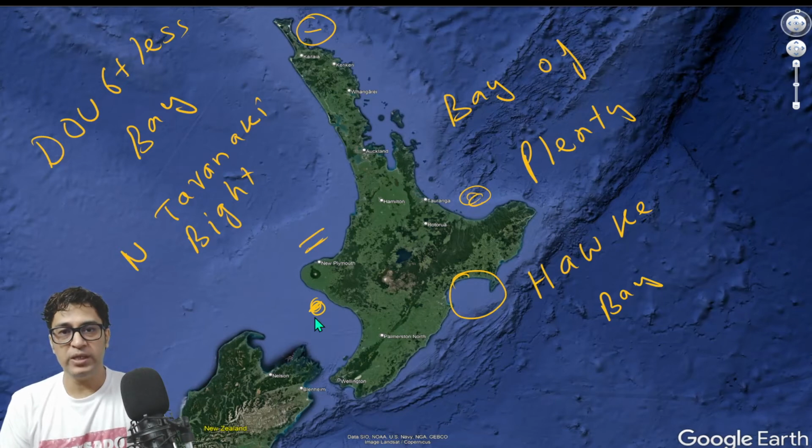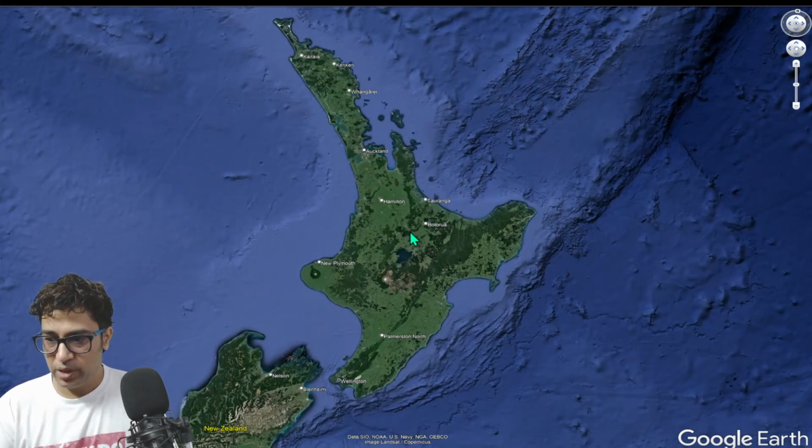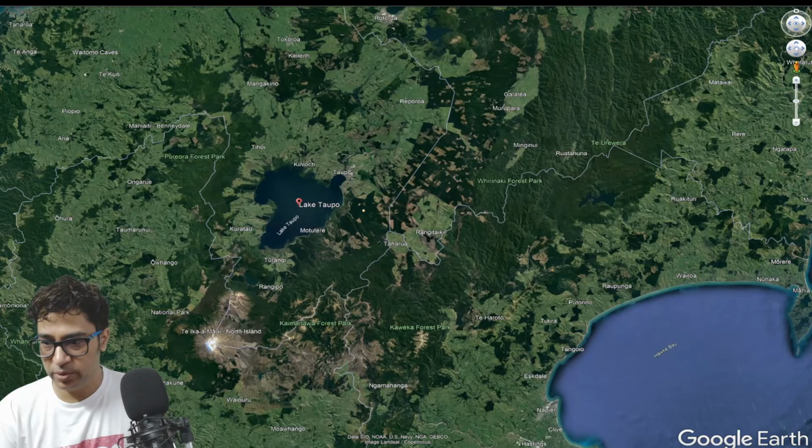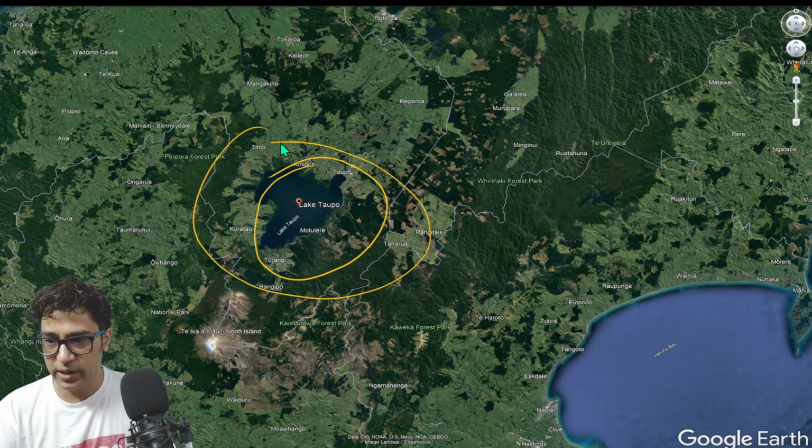If you want to understand the difference between bay and bight, go and watch my video on the geography of Australia. There I have explained these terms. Here lies a lake. It is called the Lake Taupo. This is the largest lake of New Zealand. Let me show you a zoomed in view. This is the Lake Taupo. It lies in the North Island and it is the largest lake of New Zealand.